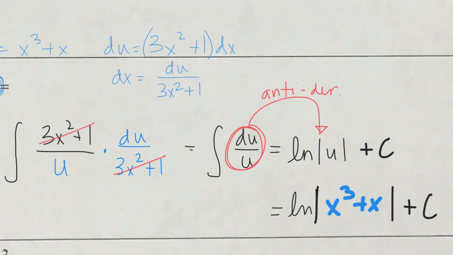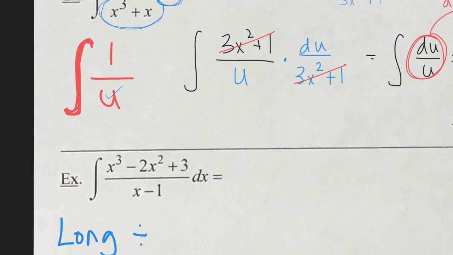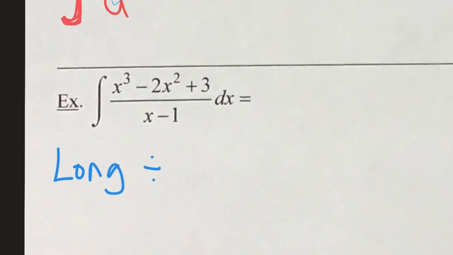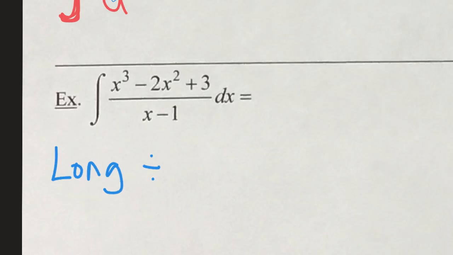Okay, let's contrast that type of a problem with this one, right? The numerator is definitely not the derivative of the denominator. Even if we did some u substitution, it wouldn't help us at all. Right? So we're going to use long division to try and eliminate as many of these fractions as we possibly can.